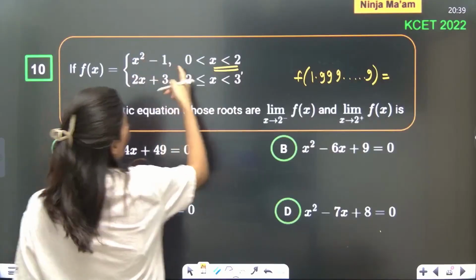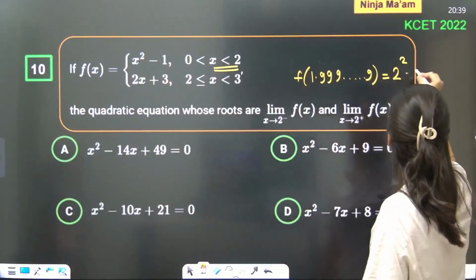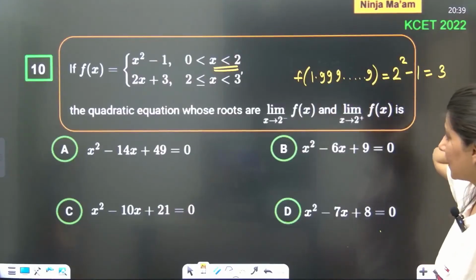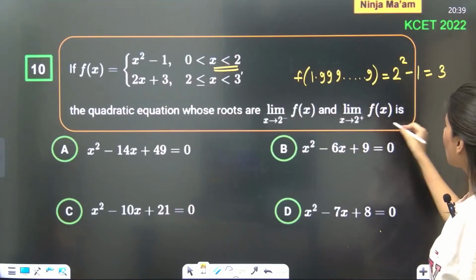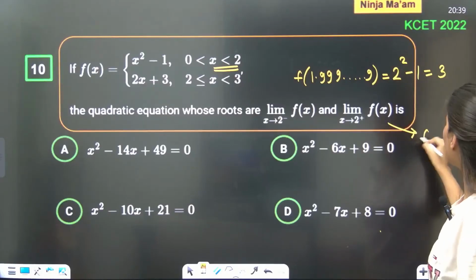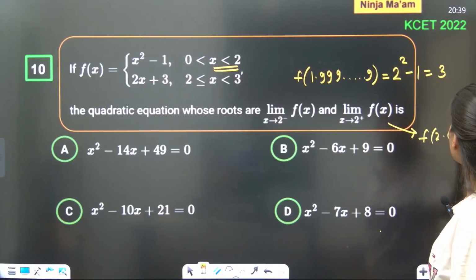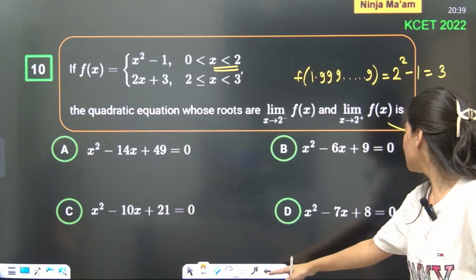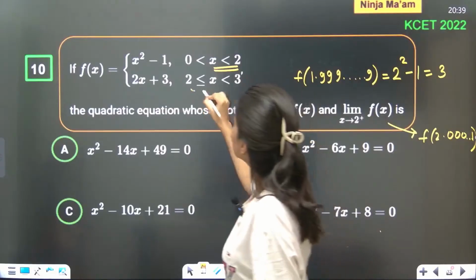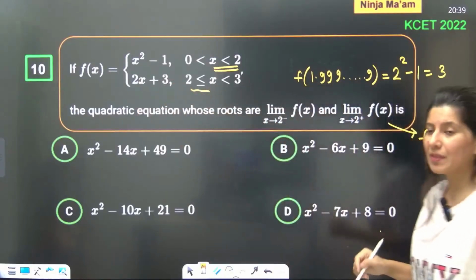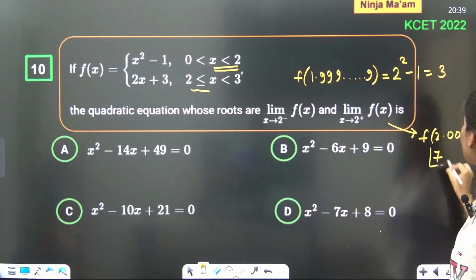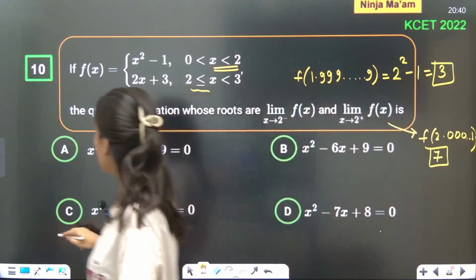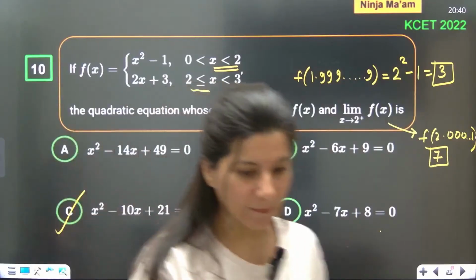So this is 2 square minus 1. 2 square minus 1 will be 4 minus 1, 3. So f of 2 is 3. Correct? F of 2 is 3. From here, now this is f of 2.0001. Okay, so that means f of 2 but slightly greater than 2. That means this branch, 2 2s are 4. 4 plus 3 is 7. So this is your 7. 3 and 7 are the roots. 3 and 7, 3 7s are 21. Option C again is absolutely right.